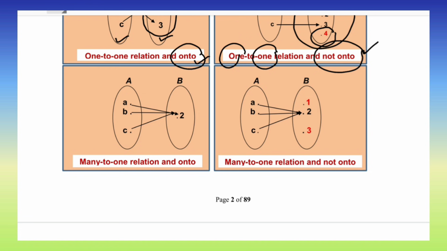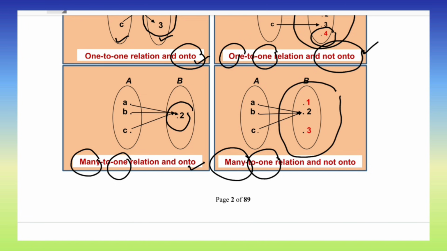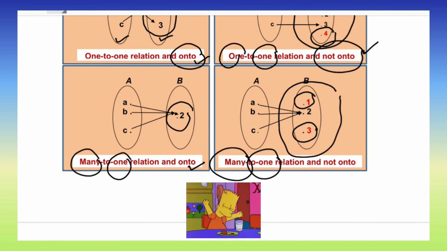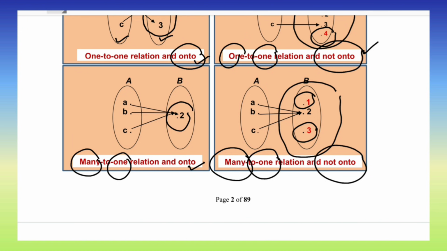Next is a many-to-one relation and onto. This one is many-to-one because we have many elements in the domain, but they all have only one element in the range. And why is it onto? Because we have only one element in the range, which is 2, and this 2 has its pairs in the domain. For the final diagram, we have a many-to-one relation. We have many elements, A, B, and C, corresponding to only one element in the range, which is 2. However, the range has 1, 2, and 3 as elements, but 3 and 1 don't have a domain. So that's why we call it not onto.